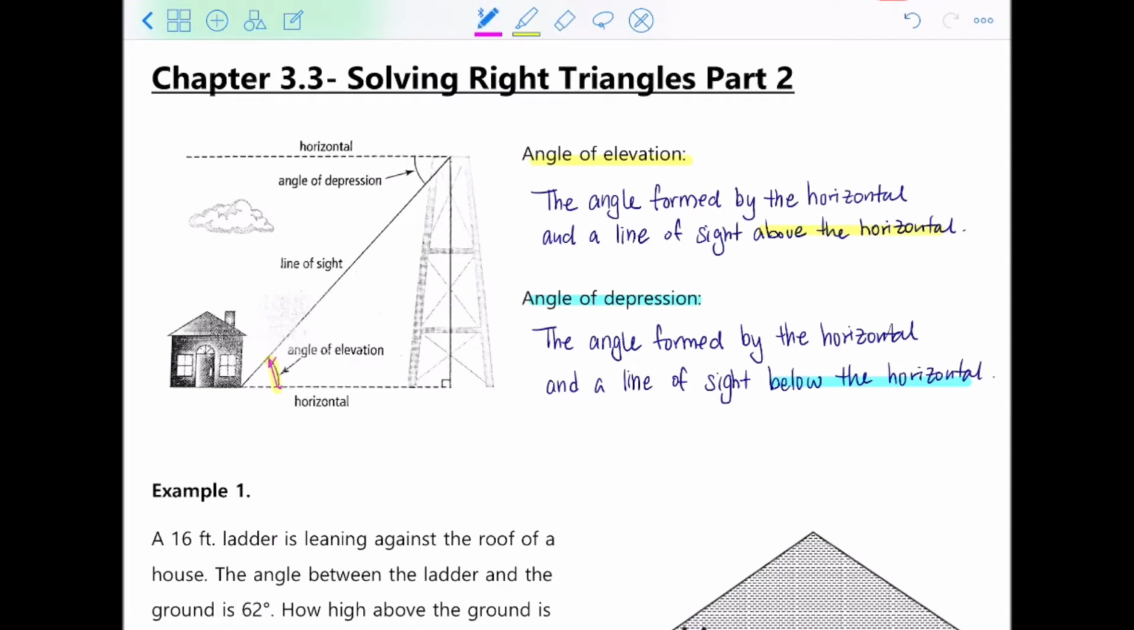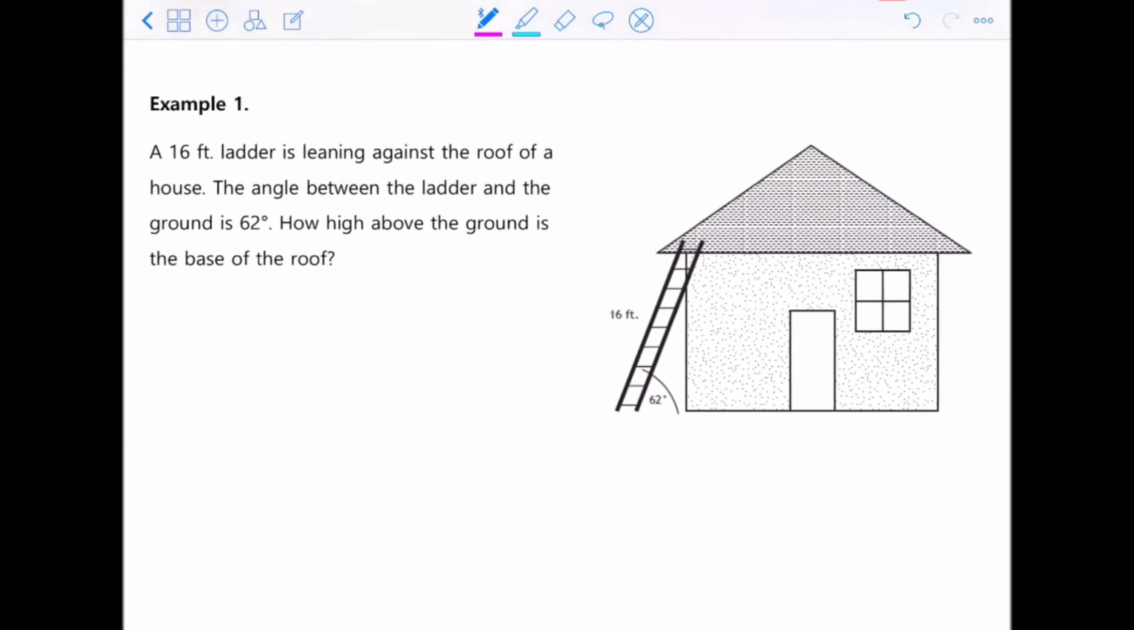And then angle of depression is an angle formed by the horizontal and a line of sight below the horizontal. So this one right here, basically this way, that is the angle. So when we ask you about the angle of depression or angle of elevation, make sure to understand where it's starting. It's starting at the horizontal. Elevation moves up, depression goes down, right? Let's take a look at example 1.